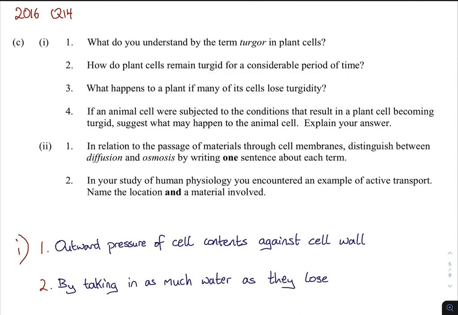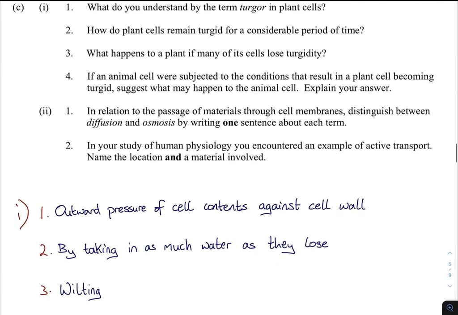How do plant cells remain turgid for a considerable period of time? Well, however much water they lose by transpiration, they also take it in. So in this case, I phrased it as by taking in as much water as they lose. What happens to plants if they lose cell turgidity? Wilting will happen. They start to wilt.